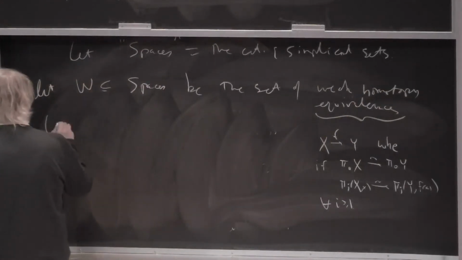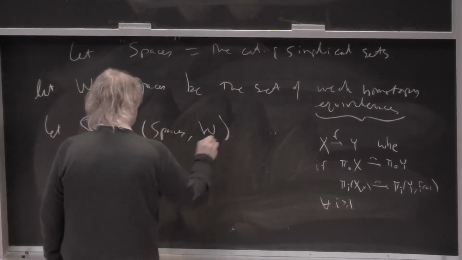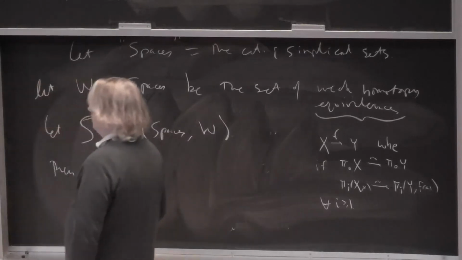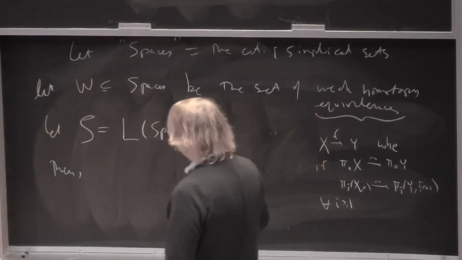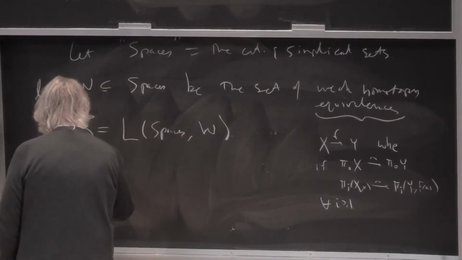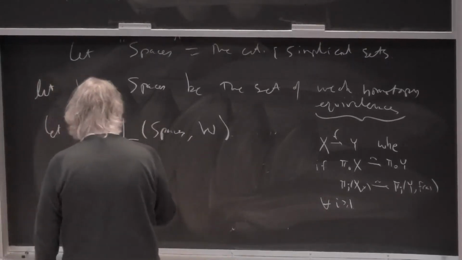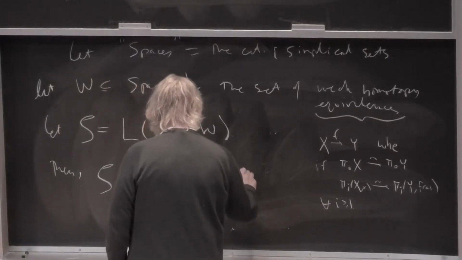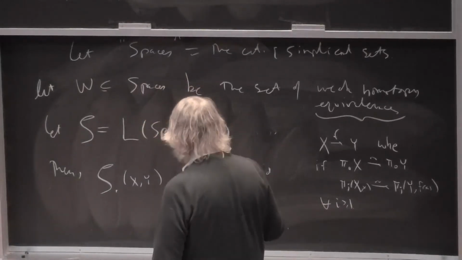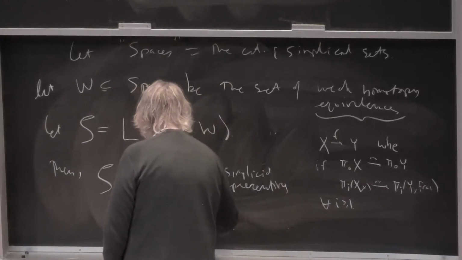Then let's let S be L of spaces, W. So I'm not making a mistake here, but we just have to write this down in a way which is not actually wrong. Then we would like to say S dot of x, y. What's S dot of x, y? This is a simplicial set that represents the mapping space, representing maps, the mapping space from x to y.